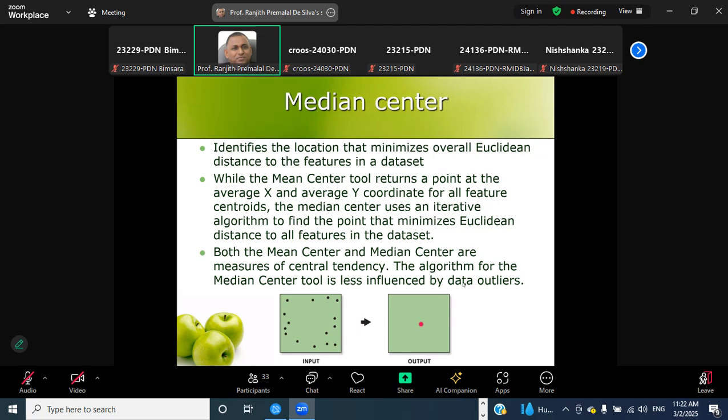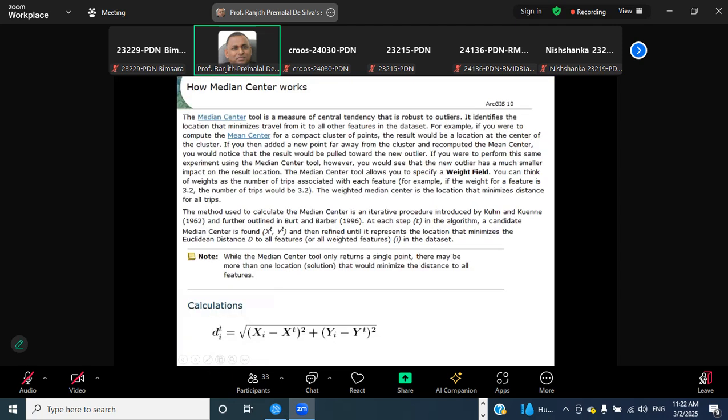Look at how the median center works. I also copied this from ArcGIS, the median center tool, because this explanation is there in ArcGIS. The median center tool is a measure of central tendency that is robust to outliers. The mean center is sensitive to outliers, but the median center is a robust measure. It identifies the location that minimizes travel from it to all other features in the dataset.